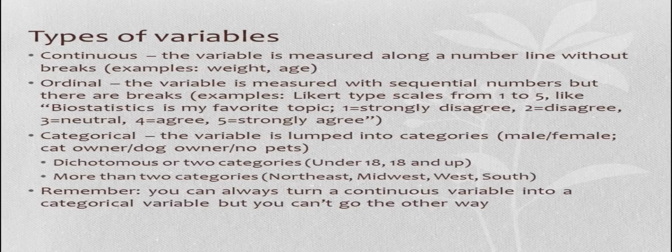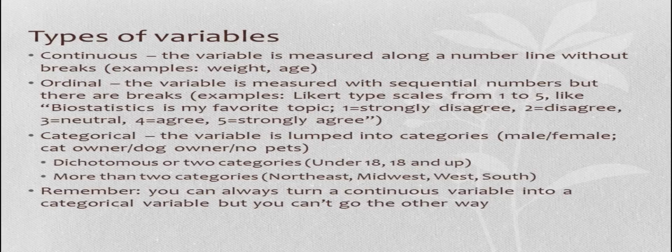A continuous variable means that it goes 1, 2, 3, 4, 5, and 2 is worth twice as much as 1, and 4 is worth twice as much as 2, and 2.5 is halfway between 2 and 3, right? That's all intuitive. An ordinal variable, though, is a variable that's measured with sequential numbers, but it's not continuous.